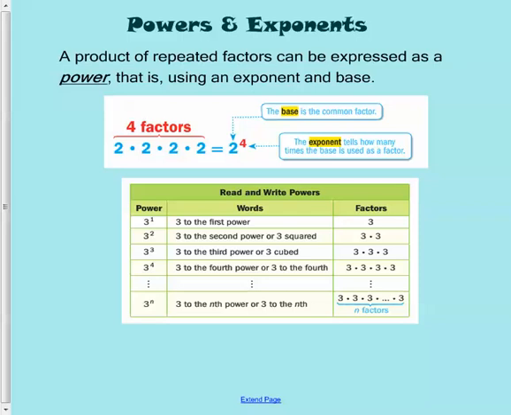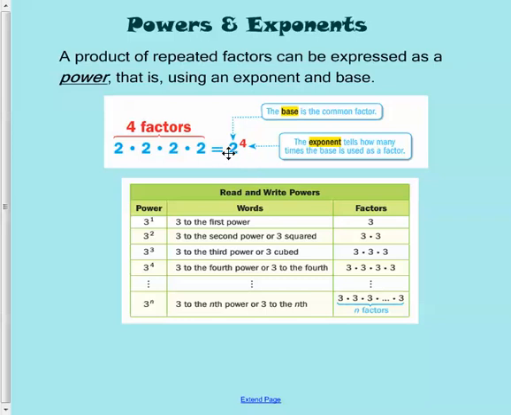Today we're talking about powers and exponents. A product of a repeated factor can be expressed as a power. For example, if you multiply 2 by itself 4 times, the proper way of writing that is 2 to the 4th power. This number is an exponent, while this number is the base.